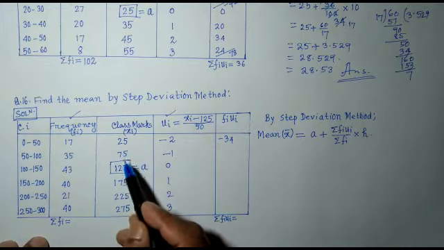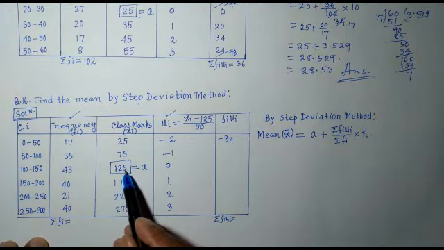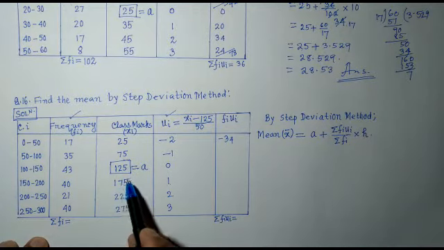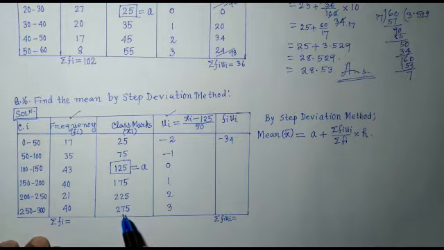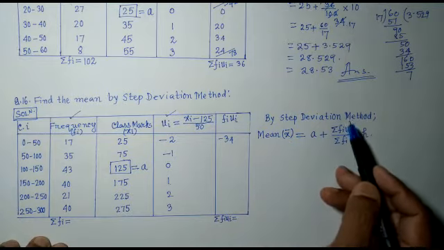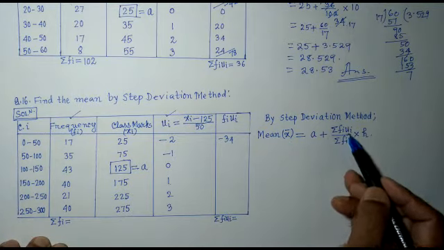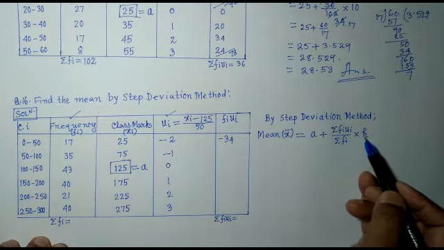25 plus 50 is 75. 75 plus 50 is 125. Plus 50, 175. Plus 50, 225. Plus 50, 275. And now remember the formula to do mean by step deviation method. Here is A plus sigma Fi Ui by sigma Fi into h.